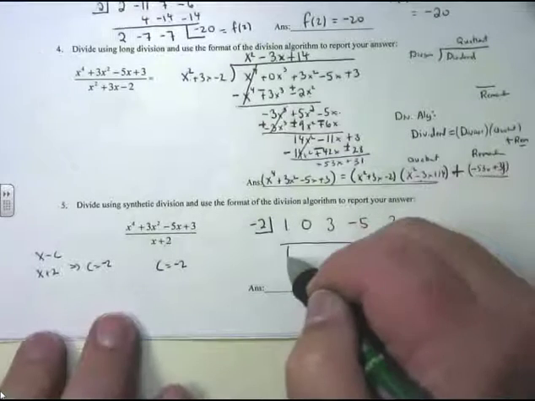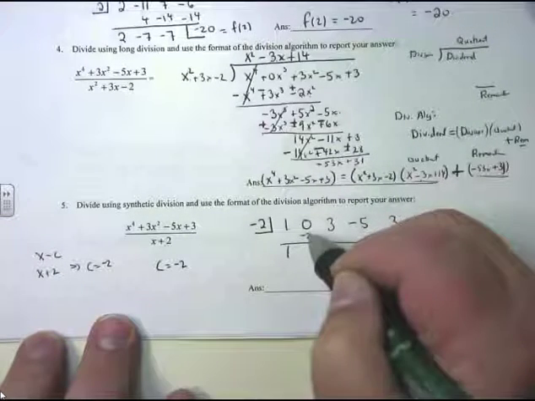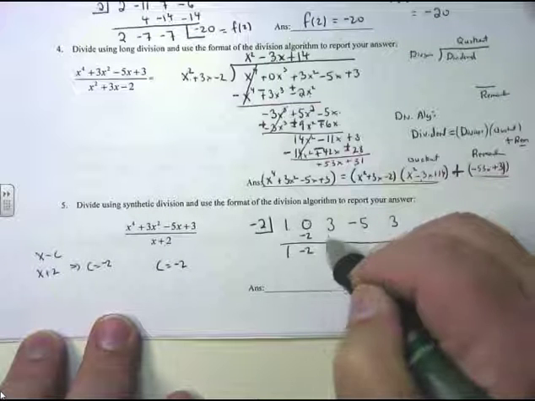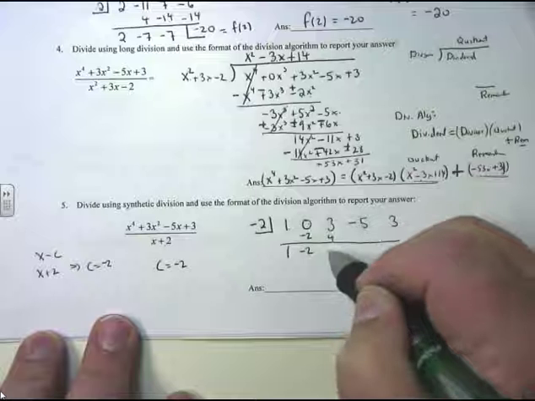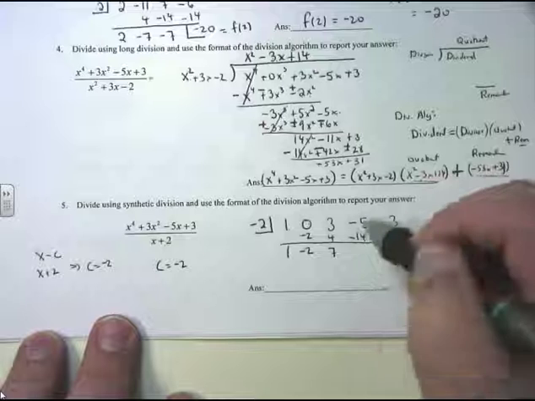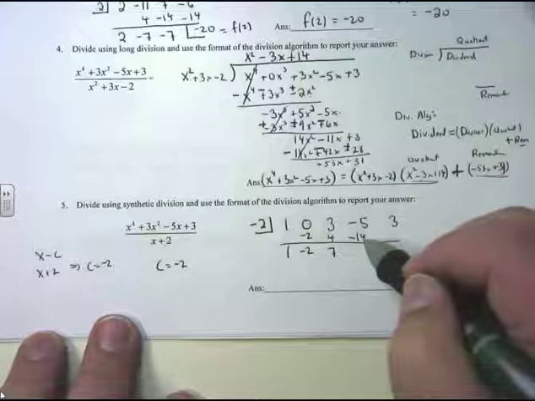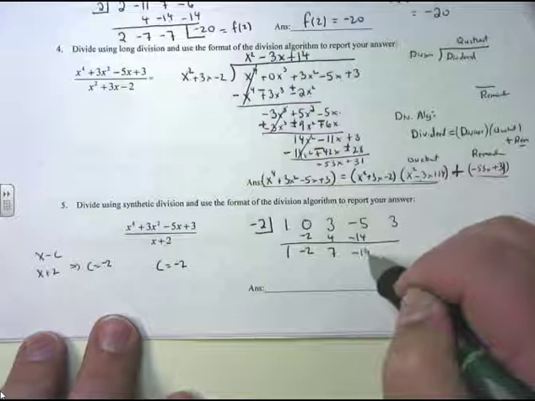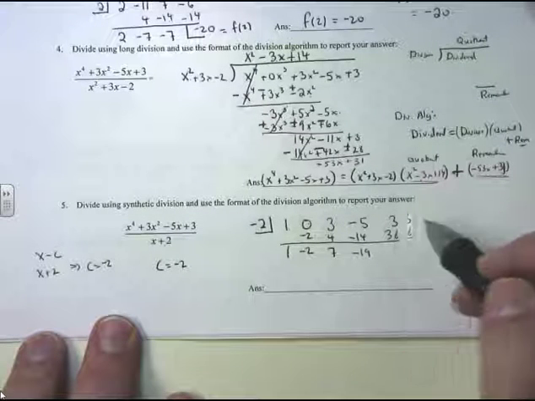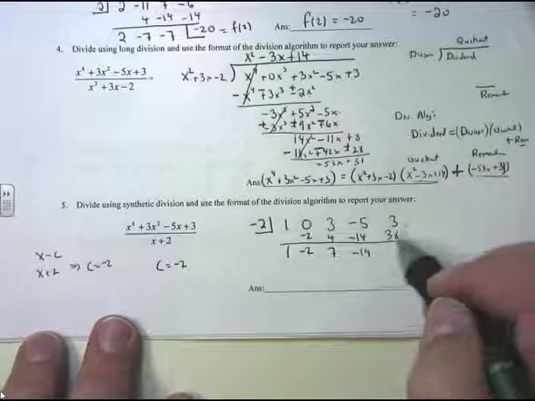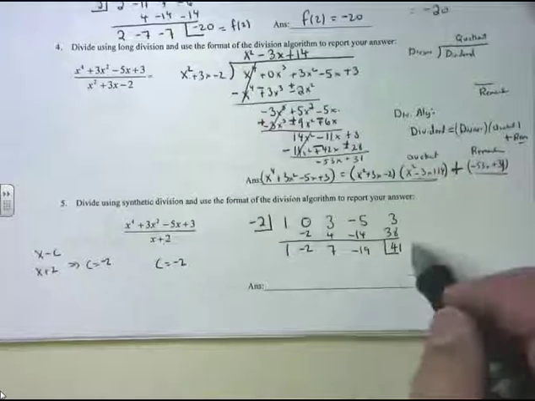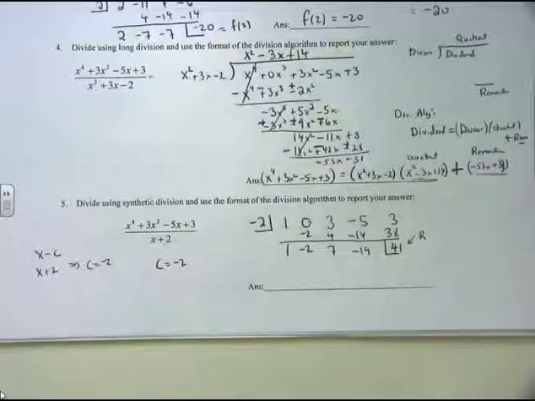Bring down your first number, multiply, negative 2 times 1 is negative 2, add 0 minus 2 is minus 2. Multiply, negative 2 times negative 2 is positive 4, add, 3 plus 4 is 7. Multiply, negative 2 times 7 is negative 14. Add, minus 5 minus 14 is negative 19. Multiply, negative 2 times negative 19 is a positive 38. And add, 3 plus 38 is 41. Block off that last term because that is your remainder.